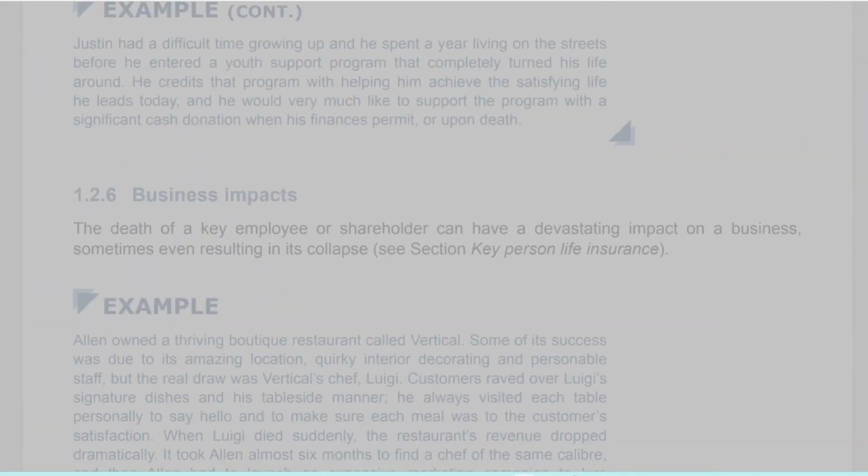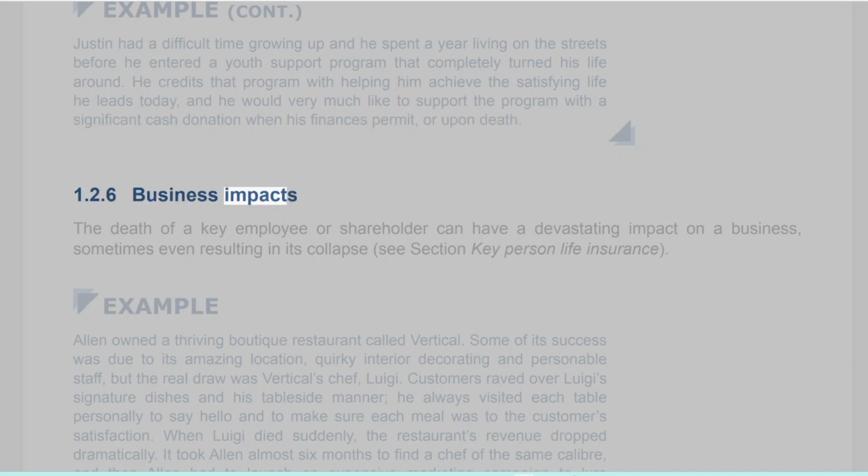Example, continued: Justin had a difficult time growing up and he spent a year living on the streets before he entered a youth support program that completely turned his life around. He credits that program with helping him achieve the satisfying life he leads today, and he would very much like to support the program with a significant cash donation when his finances permit, or upon death.